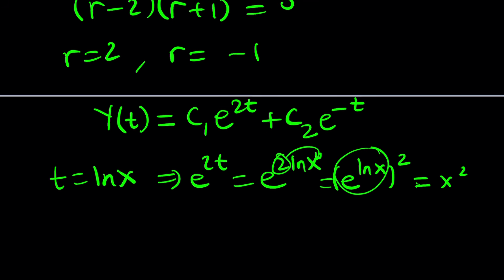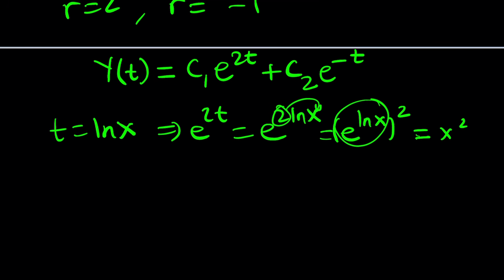It's just x squared. And then the other one, e to the power negative t, is just going to be e to the power negative ln x, and that is e to the power ln x to the power negative 1, which is x to the power negative 1, or just 1 over x. Beautiful, right? So from here, we do get two beautiful solutions.